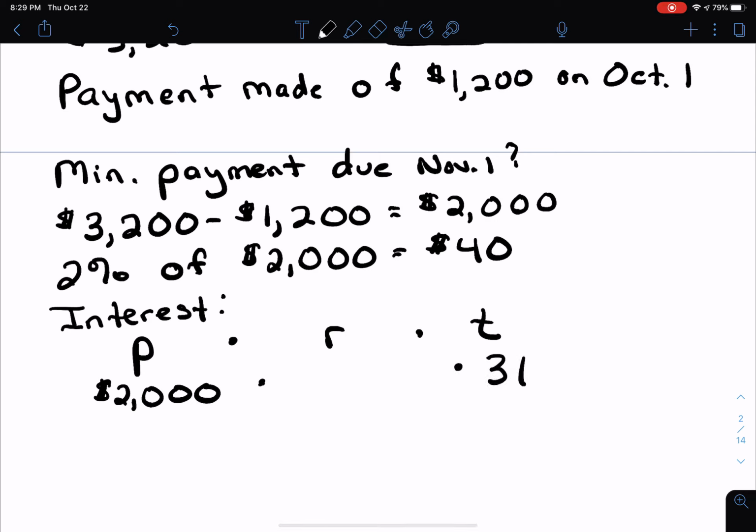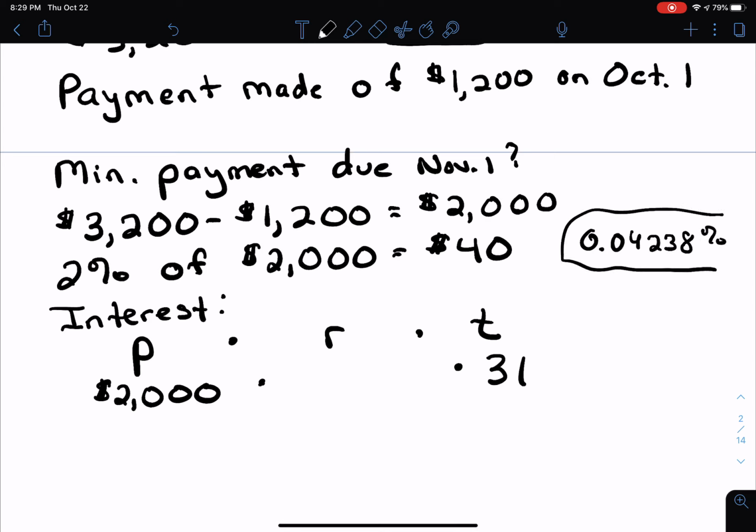And then we can use the daily interest rate. Remember, the daily interest rate was 0.04238%. To put that in decimal format, we move the decimal two places to the left, so we'd use 0.0004238 in our computation. And when we do that, we get $26.28.